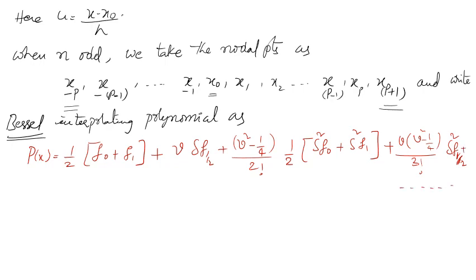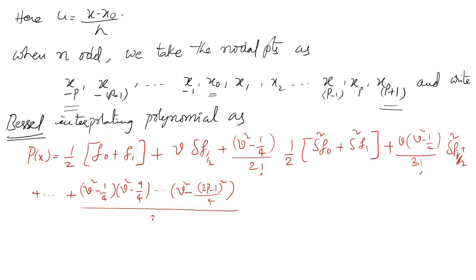This is the Bessel interpolating polynomial, where what is the new term here? v. Let me write the remaining two terms also here: plus dash dash dash. This is v square minus 1 by 4, v square minus 9 by 4, and the product up to v square minus 2p minus 1 whole square by 4, whole by 2p factorial, into 1 by 2 of delta power 2p of f naught plus delta power 2p of f1. This is the even term.